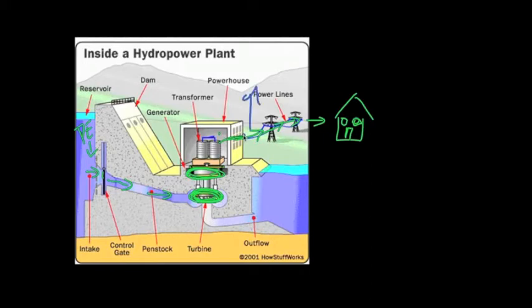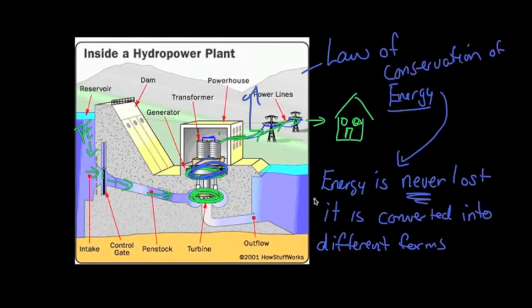Energy is lost in the form of thermal energy and heat all along the way, but it does not disappear. So while the energy that arrives at your house may be less than the amount of energy that is produced here at the power plant, the energy does not disappear. And we base that, if you remember, we talked about that. That is called the law of conservation of energy, which states that energy is never lost. It is simply converted into different forms or types of energy.